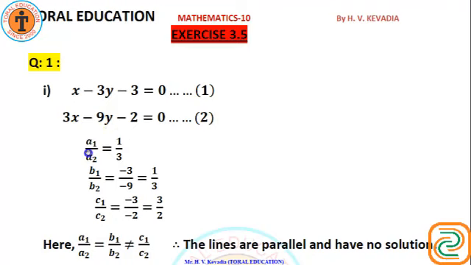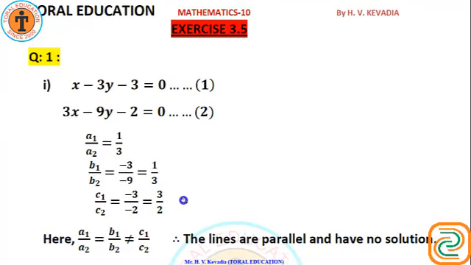First of all, we will see a1 upon a2, 1 upon 3, b1 upon b2, minus 3 upon minus 9, that is 1 upon 3, and c1 upon c2, minus 3 by minus 2, that is 3 by 2, because minus minus is plus. So here a1 upon a2 equals b1 upon b2 is not equal to c1 upon c2. Therefore these lines are parallel and have no solutions. This is our condition. If this condition is satisfied, then there is no solution and the lines are parallel.